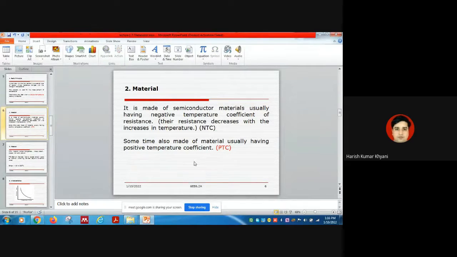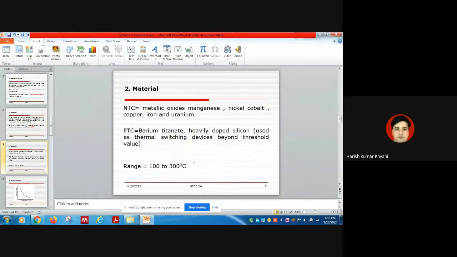I will give you some examples of these materials. Here you can see that the negative temperature coefficient materials are basically the oxides of metals, that is manganese, nickel, cobalt, copper, iron and uranium. These are some examples of materials having negative temperature coefficient, whereas barium titanate and heavily doped silicon are examples of positive temperature coefficient, and these are mainly used in thermal switching devices beyond their threshold value.